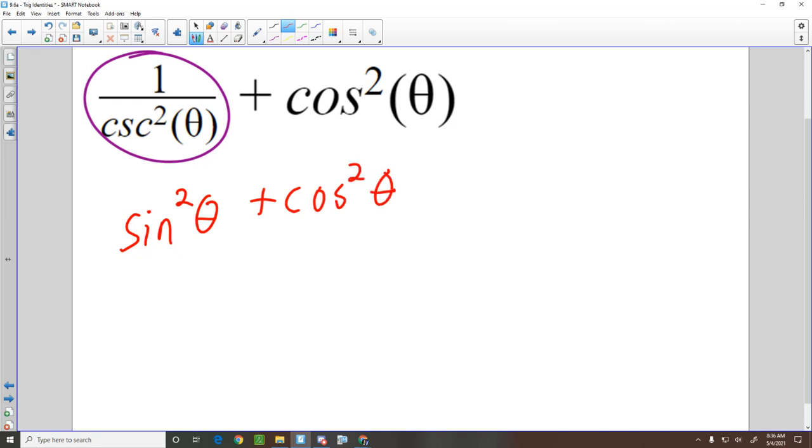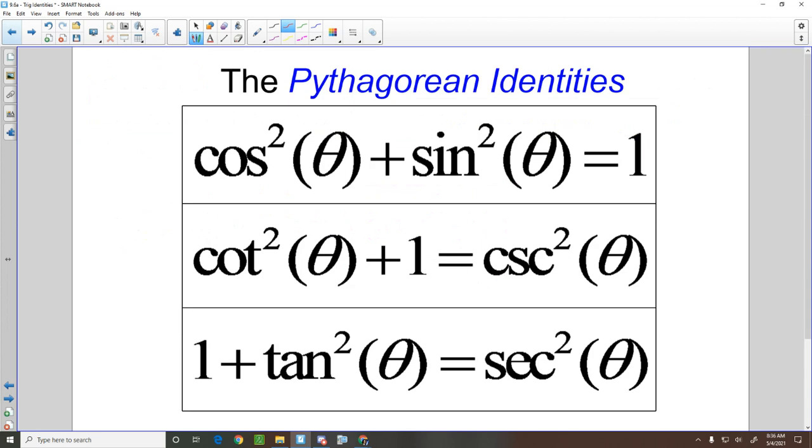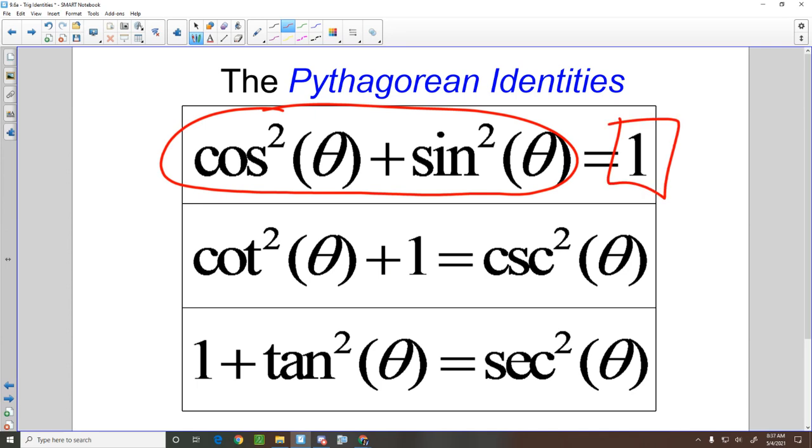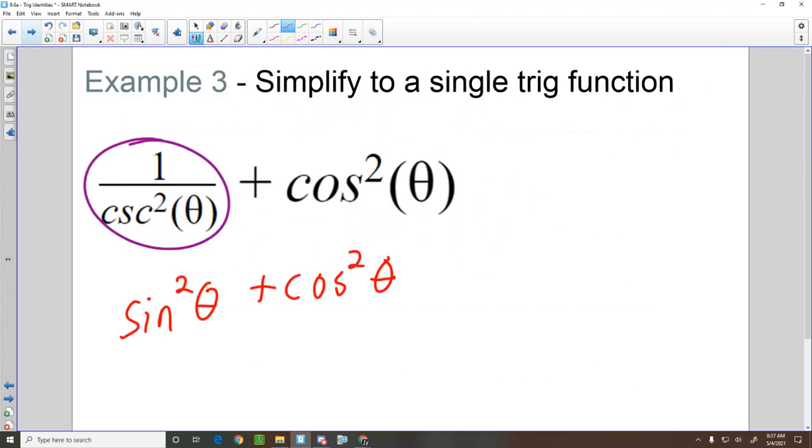All right, so now let's take a look at our Pythagorean identities, because now I don't have any fractions. I just have 2 trig functions being added and squared. And if you look at your Pythagorean identities, do I have something with a sine squared and a cosine squared? Sure do. I see right here, cosine squared plus sine squared, what is that equal to? Well, it's equal to just a 1. Well, that's awesome. That means I can just write this whole thing as 1.